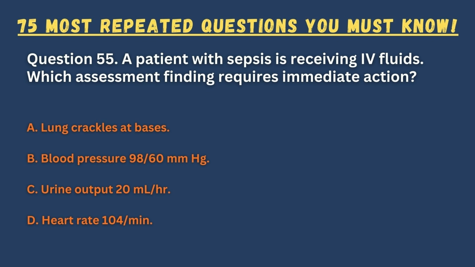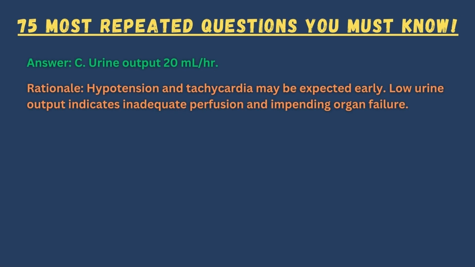B. Blood pressure 98/60 millimeters of mercury. C. Urine output 20 milliliters per hour. D. Heart rate 104 per minute. Answer: C. Urine output 20 milliliters per hour. Rationale: hypotension and tachycardia may be expected early. Low urine output indicates inadequate perfusion and impending organ failure.